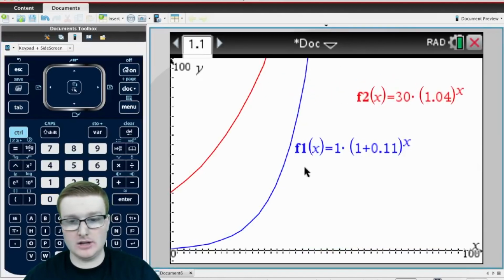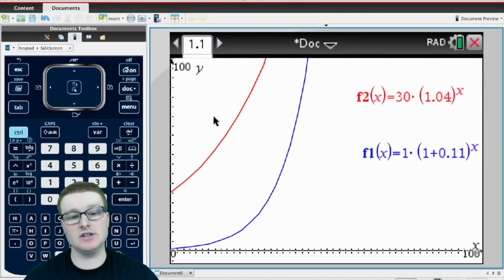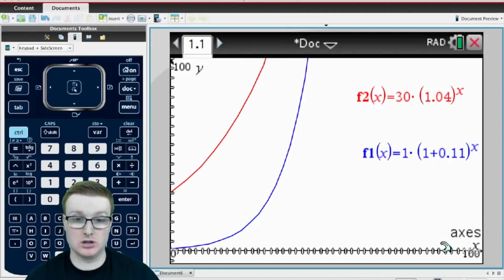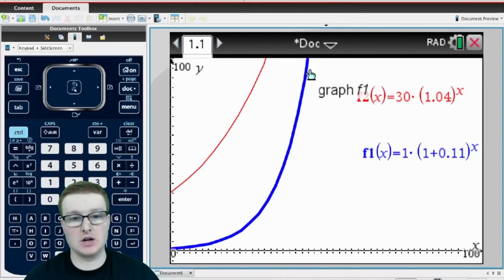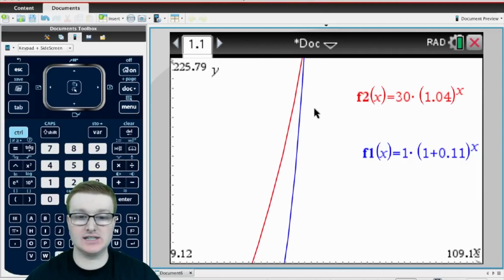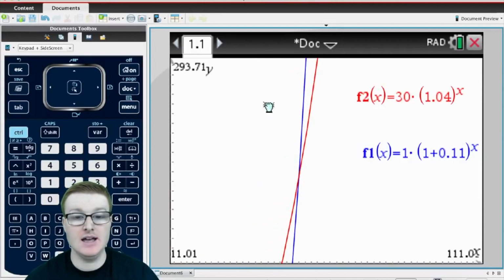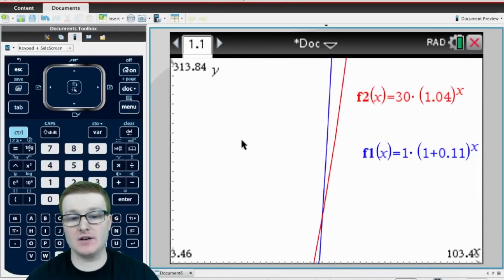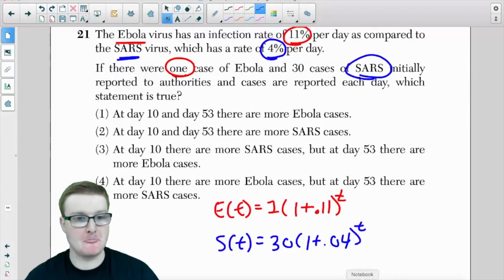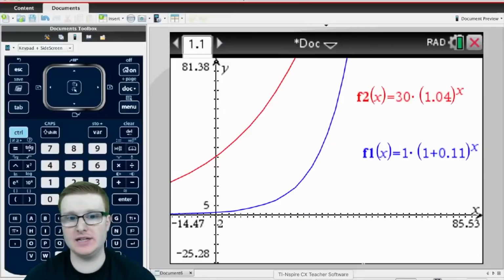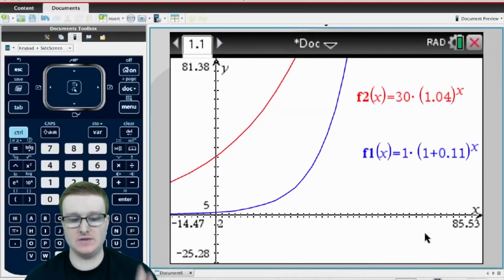Okay. Look at this, folks. It looks like that the SARS virus, for however many days this section is, is more infectious. Then all of a sudden the Ebola just takes off. There's the intersection point over there. It just takes off, and the Ebola becomes very, very widespread. So back to the question. At day 10 and day 53, there are more Ebola cases. Okay, so they're telling me 2 different days, the 10th day and the 53rd day.